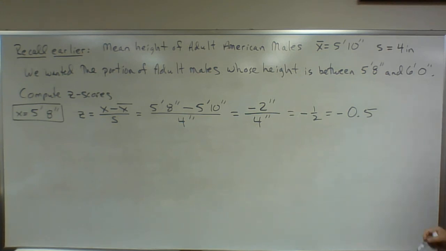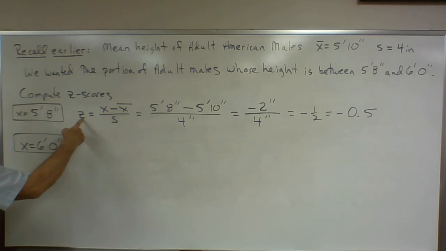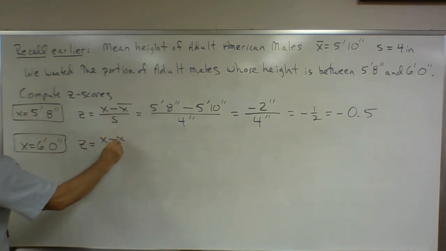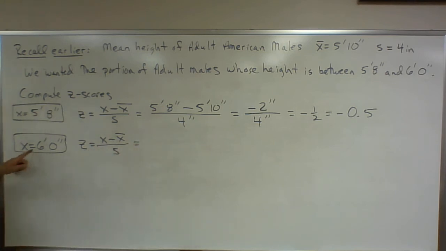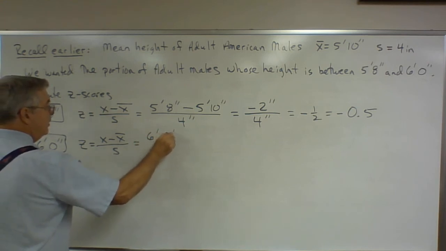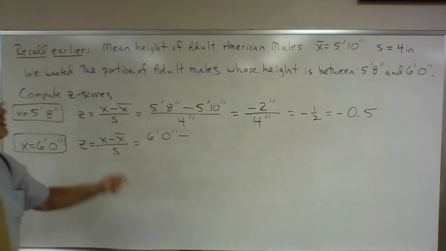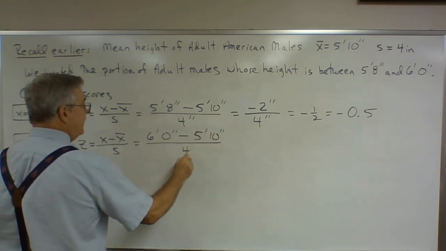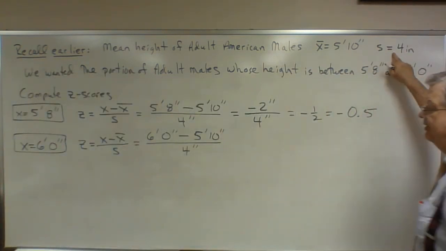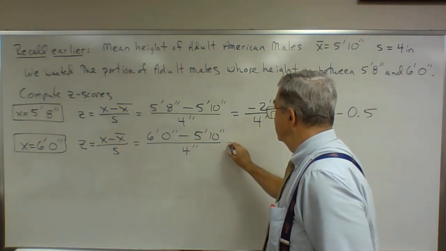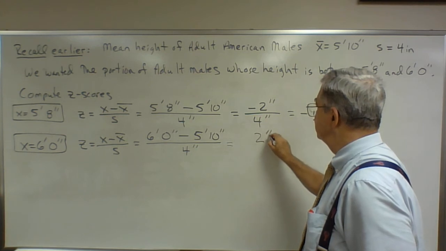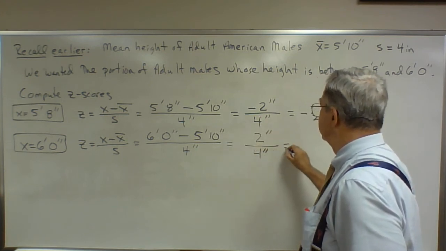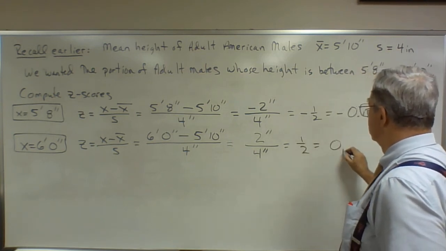Let's do the z-score for 6 feet. Again, we take z equals x minus x bar over s. X is 6 feet 0 inches, and x bar, the mean, is 5'10", all over the standard deviation s. The standard deviation is 4 inches. 6 feet minus 5'10" is a positive 2 inches over a positive 4 inches. That gives us 1/2 or 0.5.